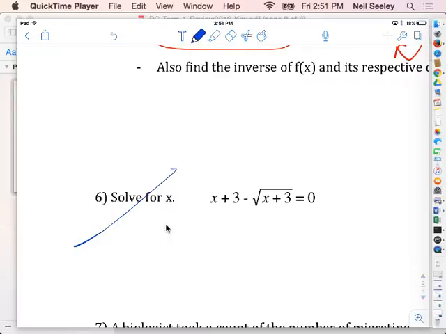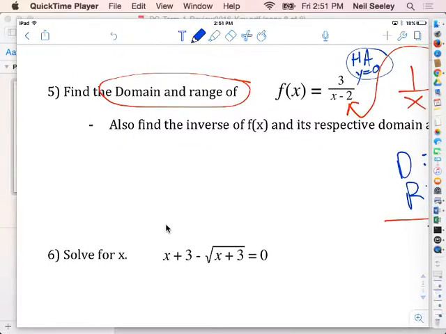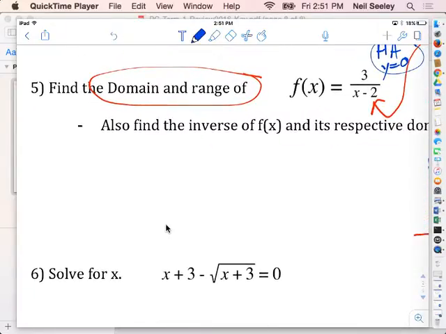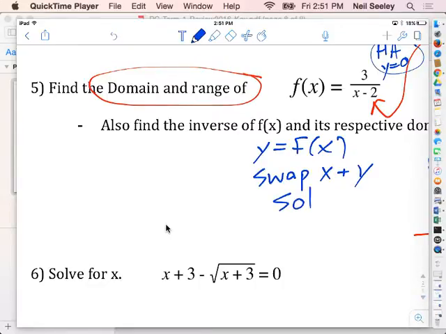The inverse, I need to tell you a brief story about. Y'all remember f of x, we just make it into y. We swap x and y, and we solve for y. That's it. And that's how you get the inverse.